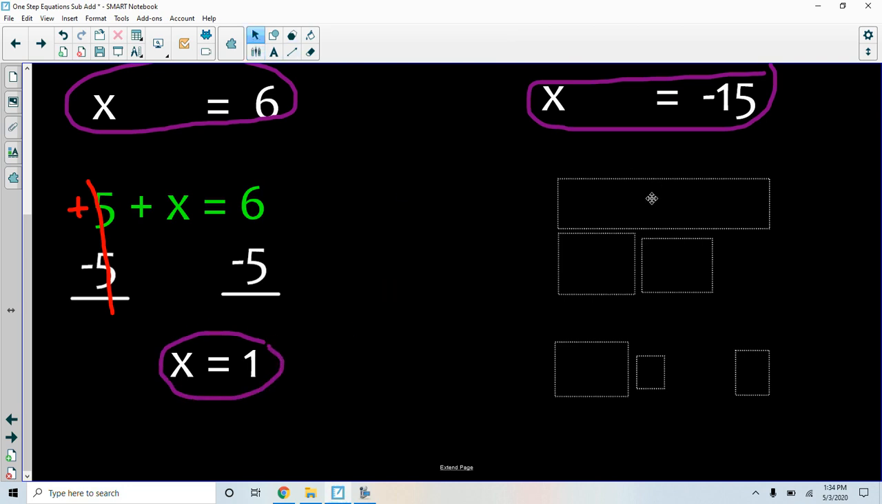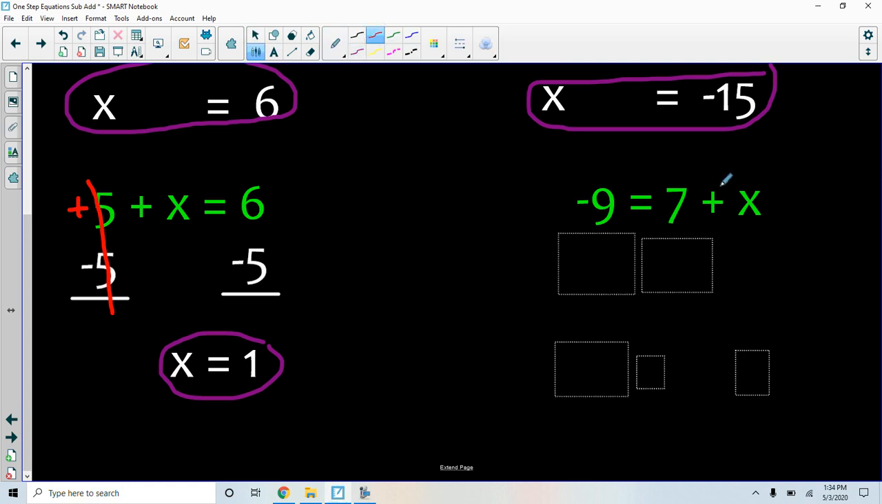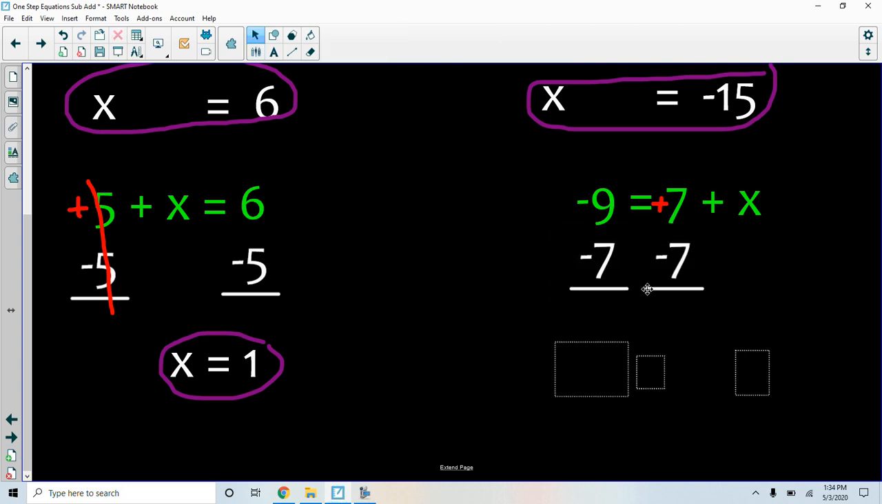I'll do one more. This time x is on the other side of the equal sign. That's okay, we do the same thing. This 7 has a plus in front of it, even though we don't see it. So we're going to do minus 7 on both sides. Those 7s will turn into 0 and cancel. So over here we have the x and our equal sign. And the negative 9 minus 7 is negative 16.